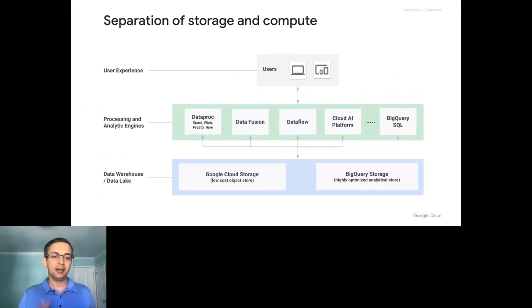You can run Spark in Dataproc, Apache Beam in Dataflow for streaming, BigQuery SQL, build your ETL pipelines with Data Fusion, run your machine learning models through Cloud AI platform without tying any of that to the underlying data. So you can scale the two of them separately. And this is the fundamental tenet of building a scalable data platform. Without doing this, you'll always be tied between compute and storage, and that will not allow you to scale.